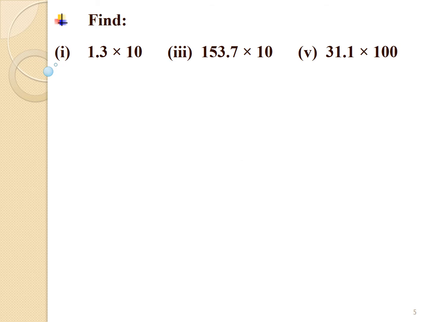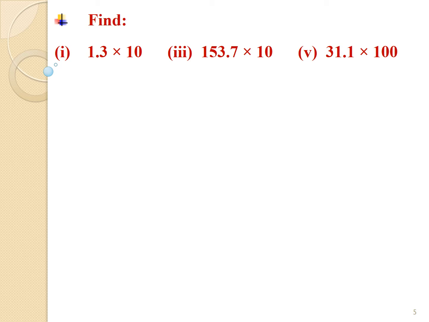Now, let us solve question number 3. Find. Students, in this question, we have to multiply decimals by 10, 100 and 1000. Students, in order to multiply a decimal by 10, you have to remember that you have to shift the decimal point one place to the right.